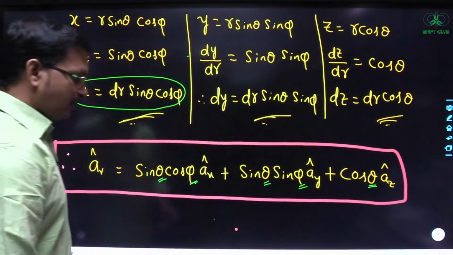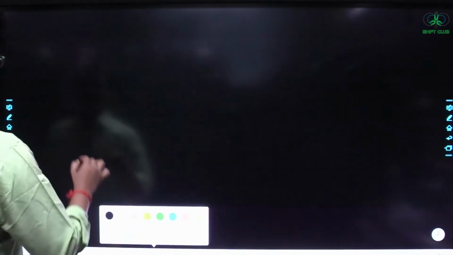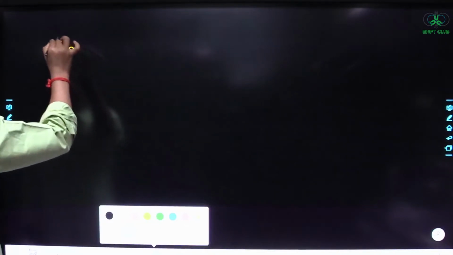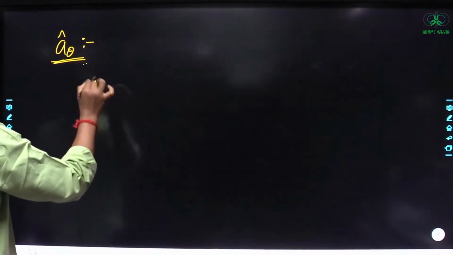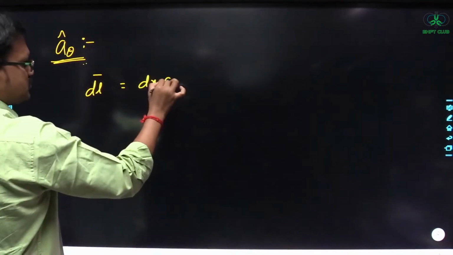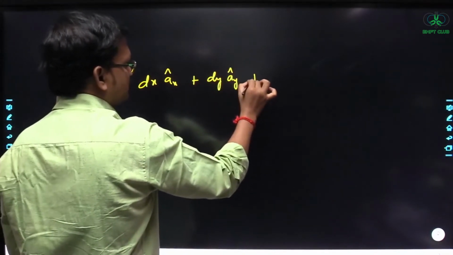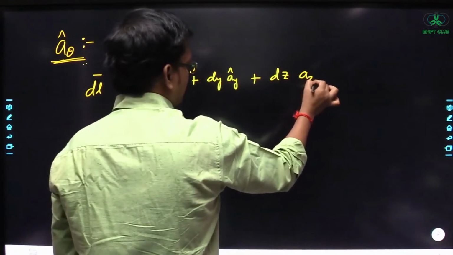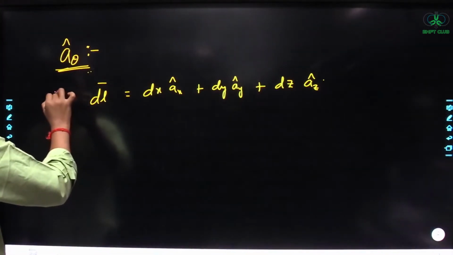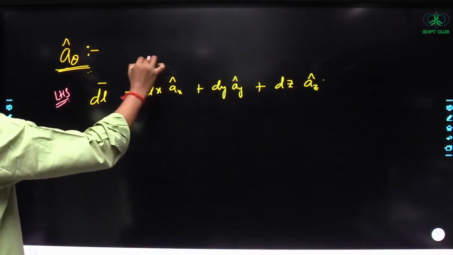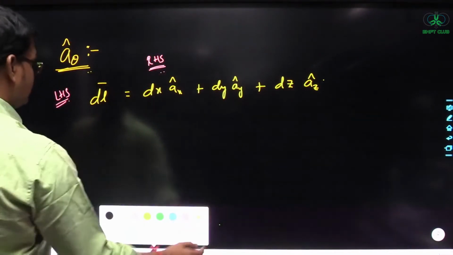So next, in the same manner, we try to determine it for a theta cap. What is the first step here? First write down the differential length in the rectangular coordinate system: dx ax cap plus dy ay cap plus dz az cap. So on the LHS, try to determine the differential length.